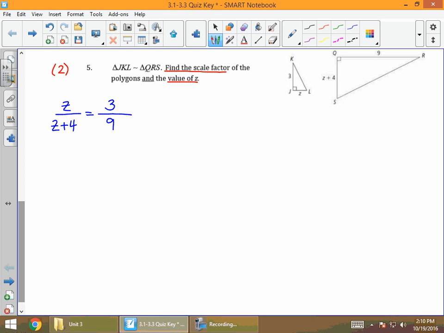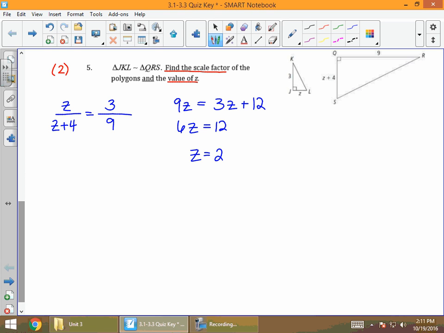And then I'm going to cross multiply. Z times 9 is 9Z. And then 3 times Z plus 4 is 3Z plus 3 times 4, which is 12. Subtract 3Z on both sides, get 6Z equals 12. Divide by 6, so Z is equal to 2.